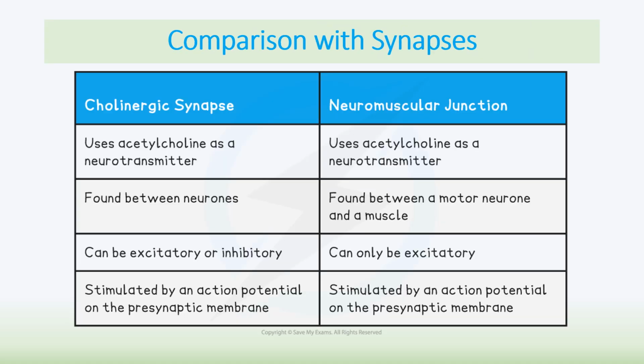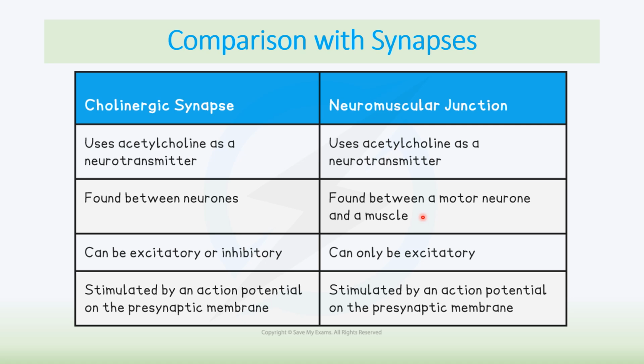You might get asked to compare synapses with neuromuscular junctions. You might need to look at this in a little more detail in your book. If we look at a cholinergic synapse, it uses acetylcholine as a transmitter. So does a neuromuscular junction. Obviously, a cholinergic synapse is used between two neurons, so between the sensory neuron and the relay neuron, and the relay neuron and the motor neuron, whereas this is always between the motor neuron at the end of the reflex arc and the effector, which is the muscle.